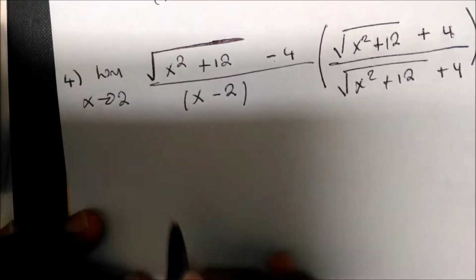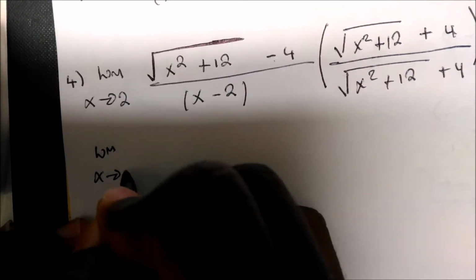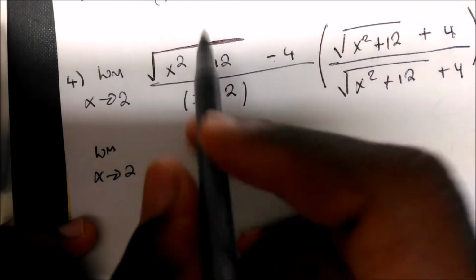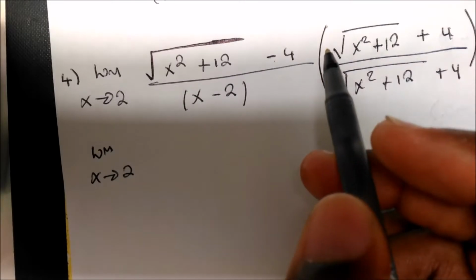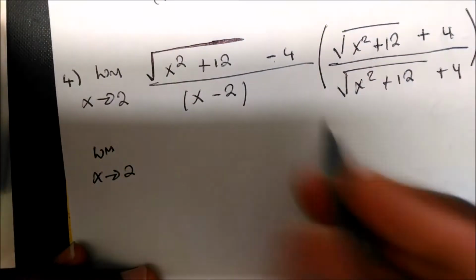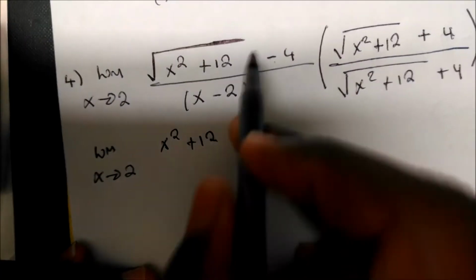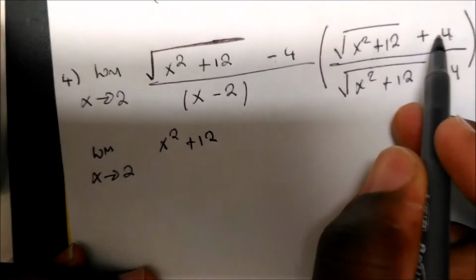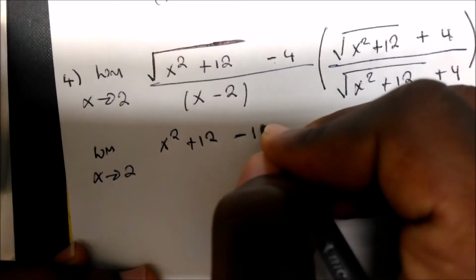Look what happens to my numerator now. So the limit as x approaches 2, well, the square root times the square root, or matter of fact, it's just what's inside. So basically, the square root goes away. So this now becomes x squared plus 12, right? Well, a negative times a positive is always a negative, right? Well, 4 times 4 is 16.